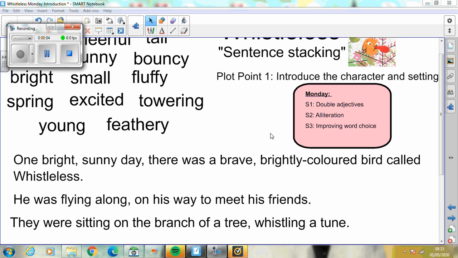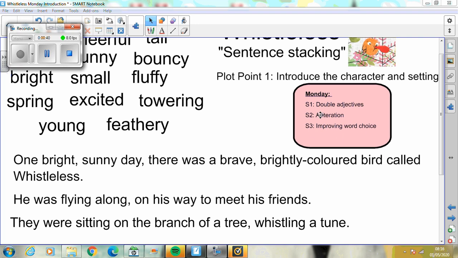So now that we've got sentence 1 finished, I'm going to go on and show you how we could then add on sentence 2 and sentence 3. You'll see in the pink box that my objectives are listed for each sentence. So sentence 1, I wanted to use double adjectives. In sentence 2, I'm going to add in some alliteration. And for sentence 3, we'll be looking at improving our word choice.